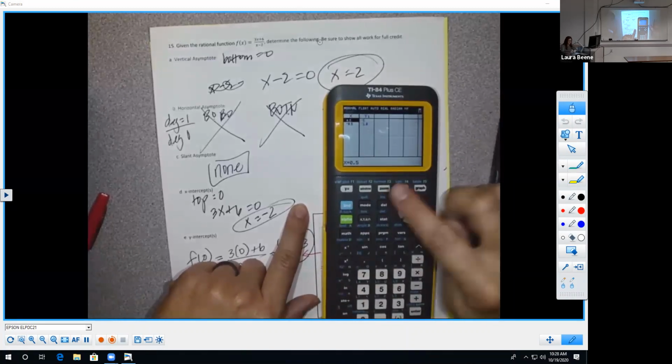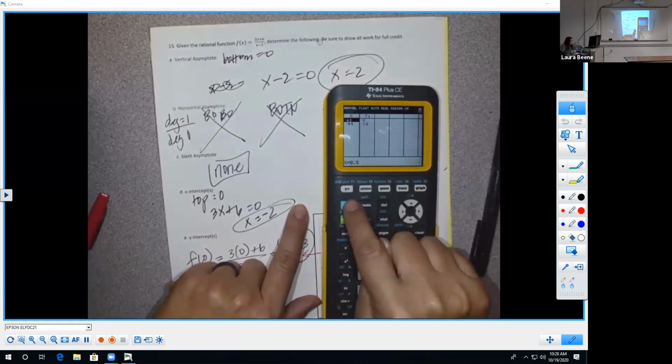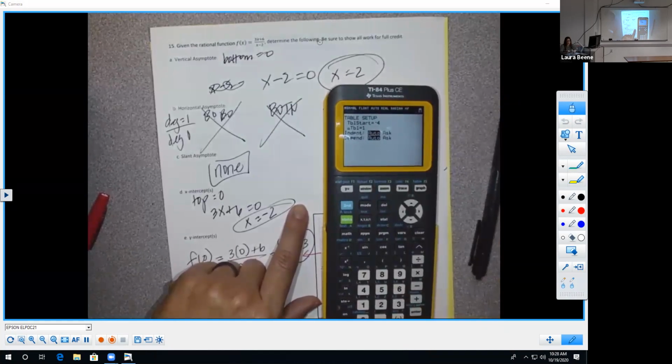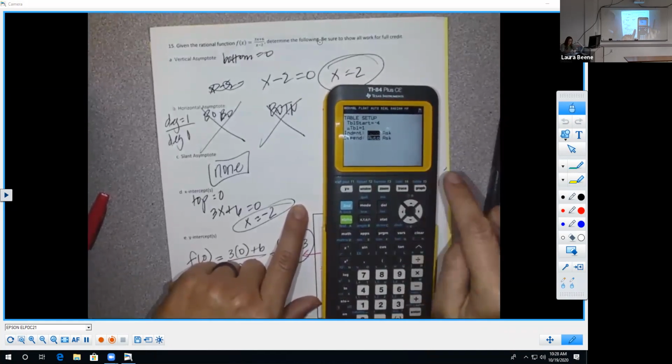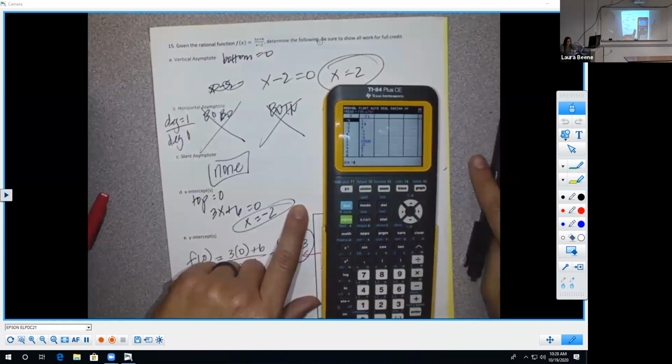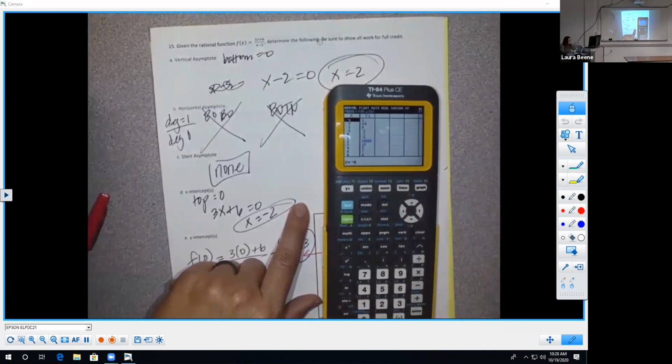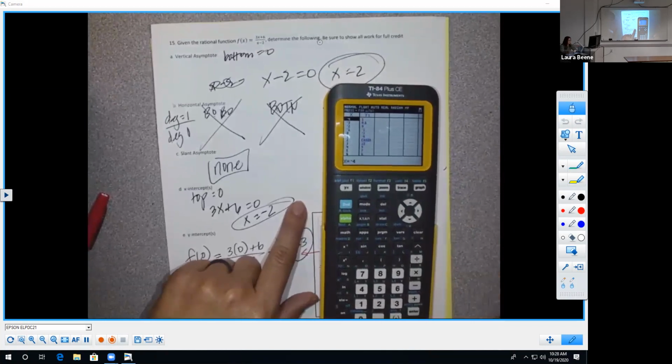The way to actually fix it is you go to table set, so second table set, and then the independent needs to be automatic instead of ask. It was asking me, so I put in whatever. Now I can go back to my table. Let's say you don't remember that. You can raise your hand and I can help you with that, or you can always clear your memory. If your calculator ever messes up, clear the memory, it sets it back to normal, and then you should be good from there on out.